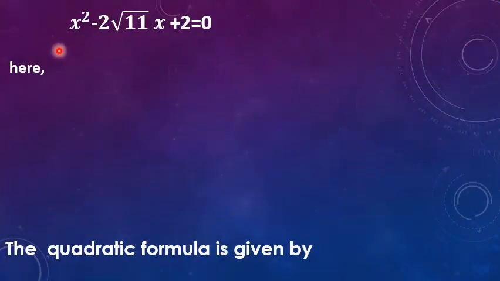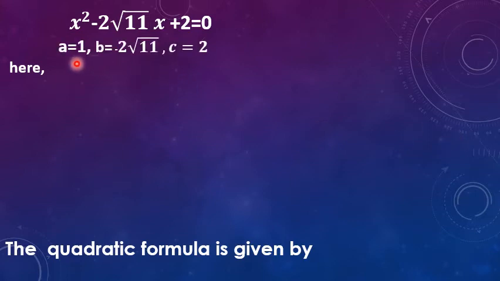So here, as we have to find the roots of that quadratic equation by quadratic formula, before that we have to find the discriminant and check whether roots will exist or not. So the discriminant will decide it. As we know, first of all we have to find the values of a, b, c.